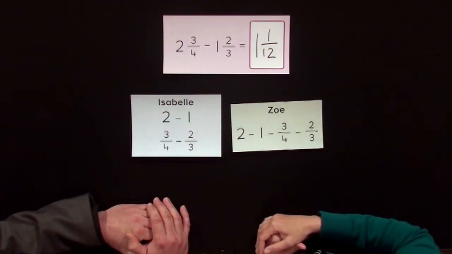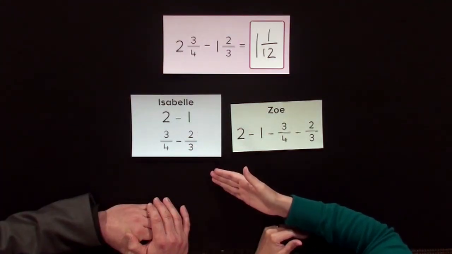Sometimes what happens is that you might have someone like Isabelle and Zoe who mentally do the same thing, but the recording of it is different. So in this case, we have working with the wholes then the parts. Isabelle recorded it correctly.